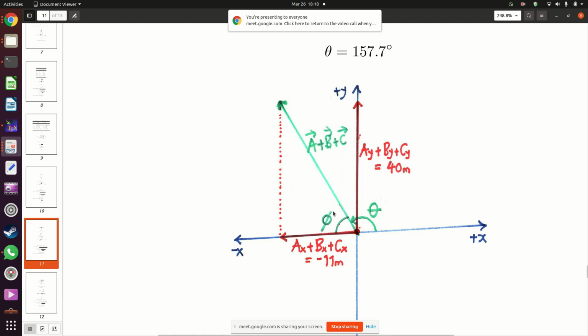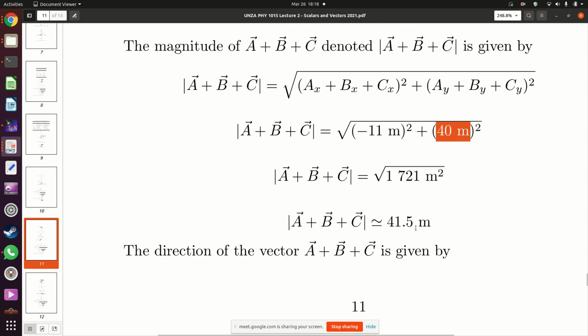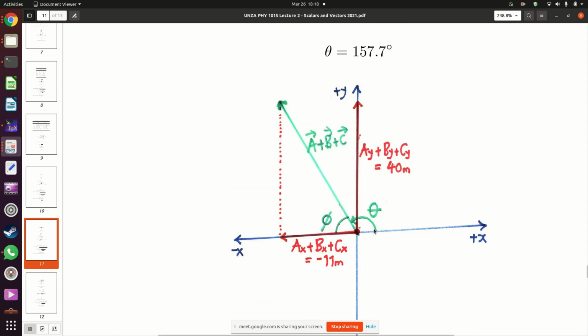Next, we know how much A plus B plus C is. We have found the size. It is 41.5 meters. We want to find the direction. So we always measure the angle. The direction of a vector is given by the angle theta, and this theta is measured from the positive x-axis in that direction. Again, the problem is the same. If the angle is not located in the first quadrant and is located elsewhere, we cannot directly get theta from the components of A plus B plus C, the x component and the y component.